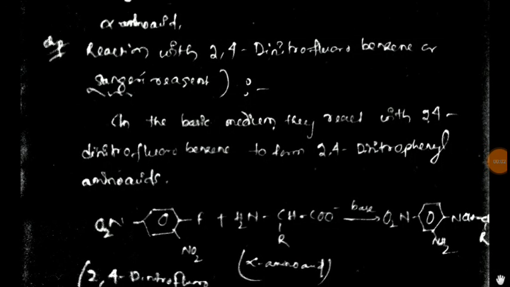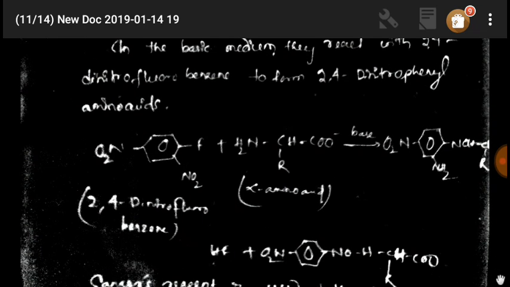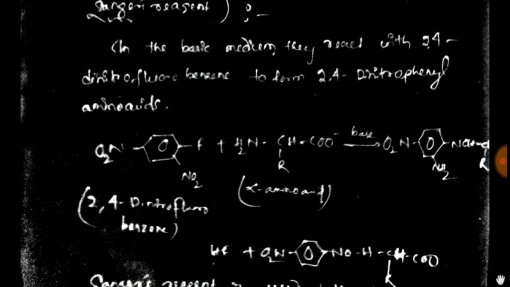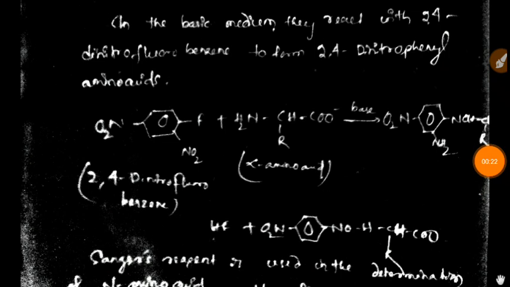Next, reaction with 2,4-dinitrofluorobenzene, or Sanger's reagent. It occurs in basic medium, and we have to react the alpha amino acid with 2,4-dinitrofluorobenzene. You can see, and at last we get the 2,4-dinitrophenyl amino acid. At last we get HF, and what is this?